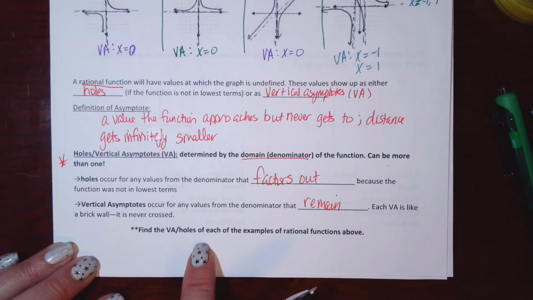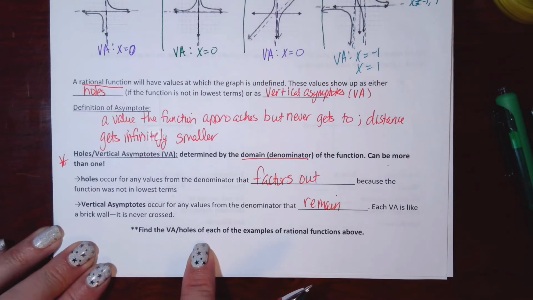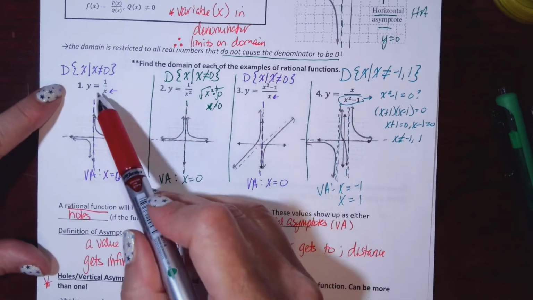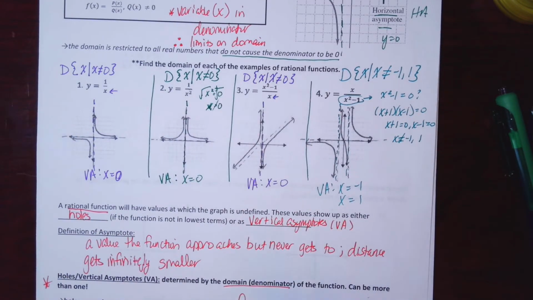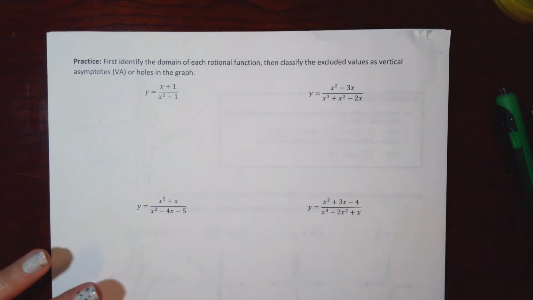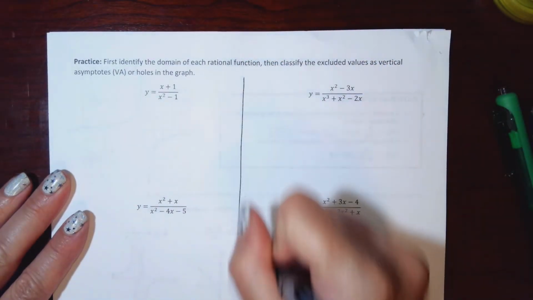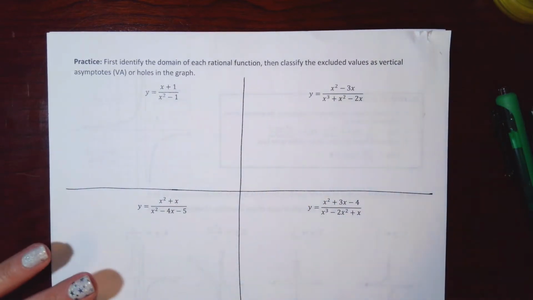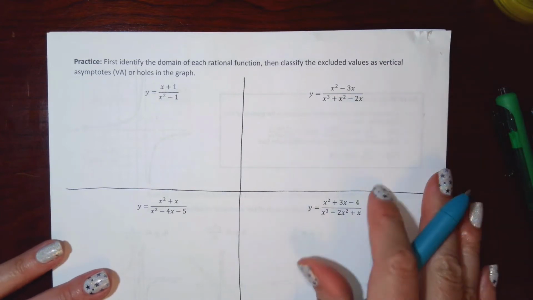Now it encourages us to go back and find the vertical asymptotes and holes of these examples. We already did that. We found the domain, and we showed that each one of those values we exclude from the domain represents a vertical asymptote. Let's do some practice with these and see what we've got. We're going to first identify the domain of each rational function, and then classify the values that we exclude as either vertical asymptotes or holes in the graph.